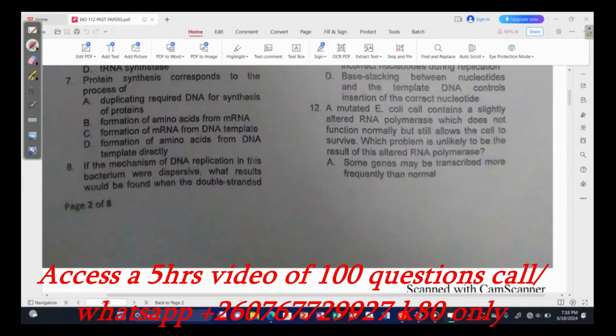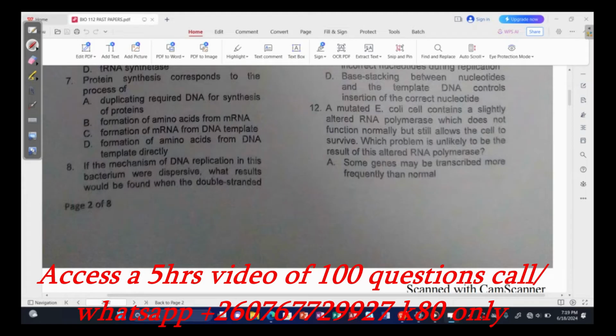So question 12 reads: a mutated E. coli cell contains a slightly altered RNA polymerase which does not function normally but still allows the cell to survive. So we have an E. coli which has a mutated RNA polymerase but still allows the cell to survive. Which problem is unlikely to be the result of this altered RNA polymerase?